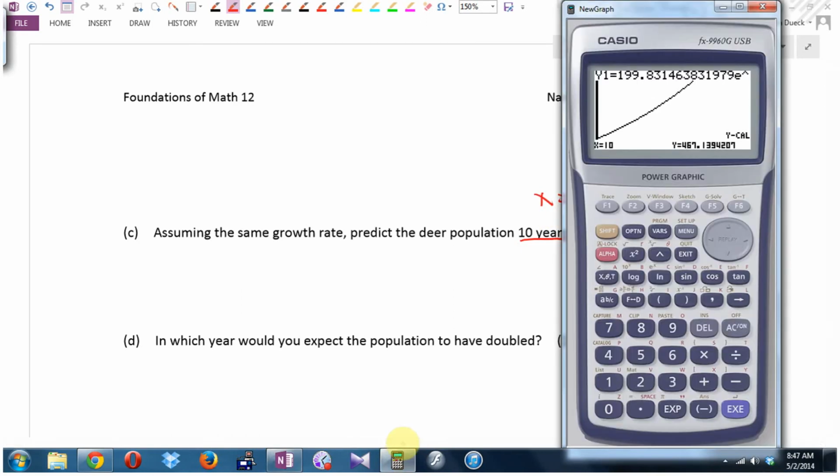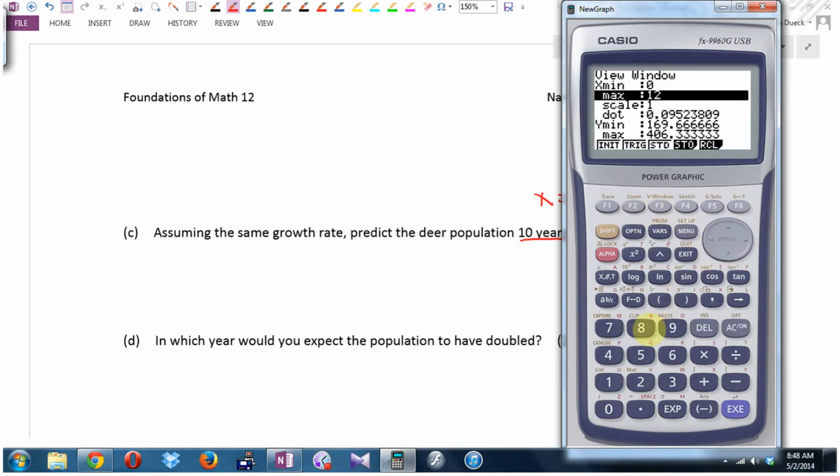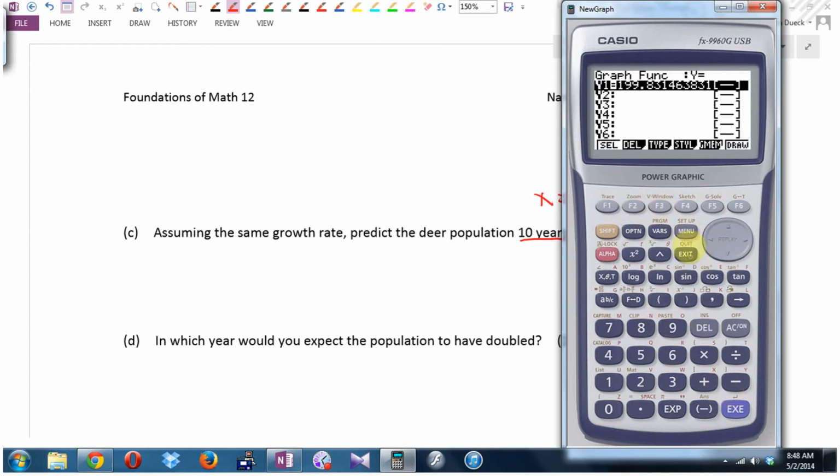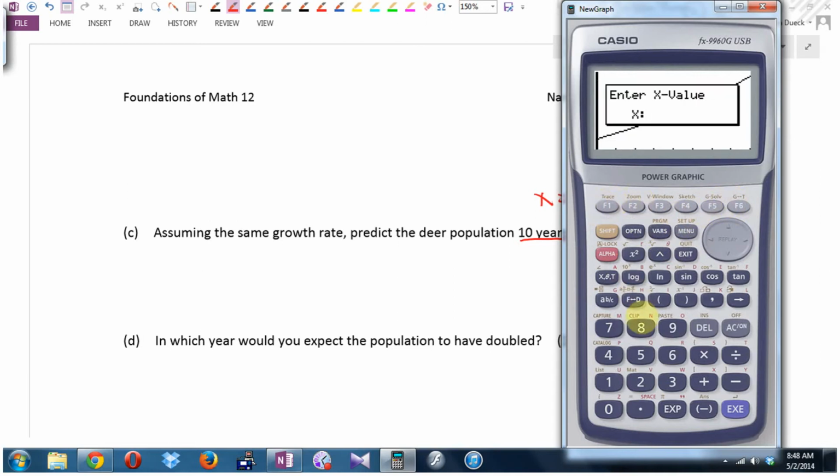Now initially, the easiest way to do that is to go G-solve, find a Y calculation when X equals 10, because it wants us to find a Y if they gave us an X. The problem when I did it the first time was my view window only went to 8. So when I went G-solve, Y calculation and typed in 10, I got an error. My graph wasn't over far enough.